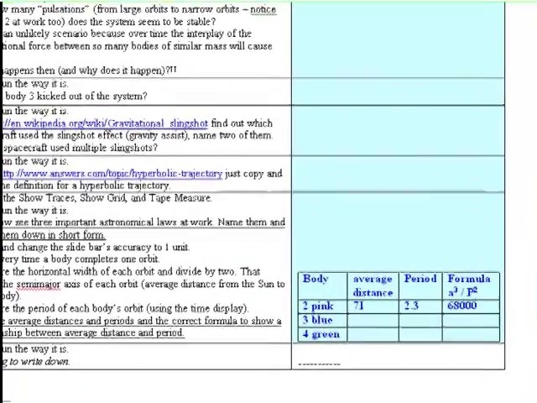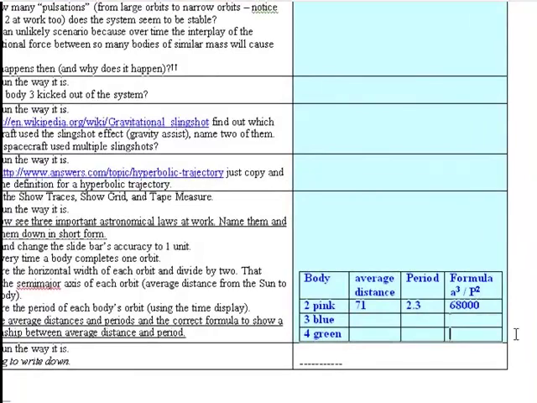And what would you have to expect for the blue and the green one? Well, basically the same, because that's what Kepler's third law says. And with that, I conclude this introduction to how to work with the applet on gravitation.